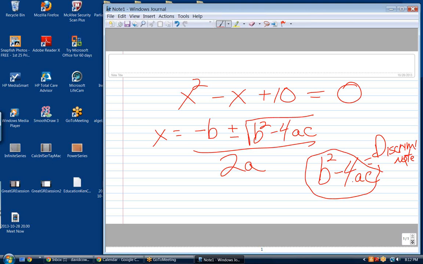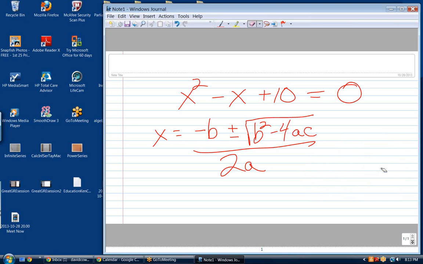Notice that if b squared minus 4ac is a positive number, then this is going to have two real solutions. If it's a negative number, this is going to have two imaginary solutions. And if it's equal to 0, it's going to have exactly one real solution. A lot of times, if I only care about real solutions, I might do this real quick to determine, well, that's a negative number, so I don't have any real solutions. Okay? So let's go ahead and solve this.